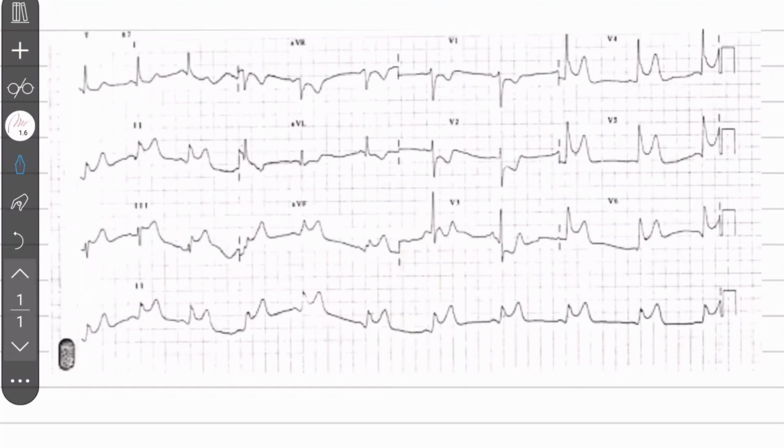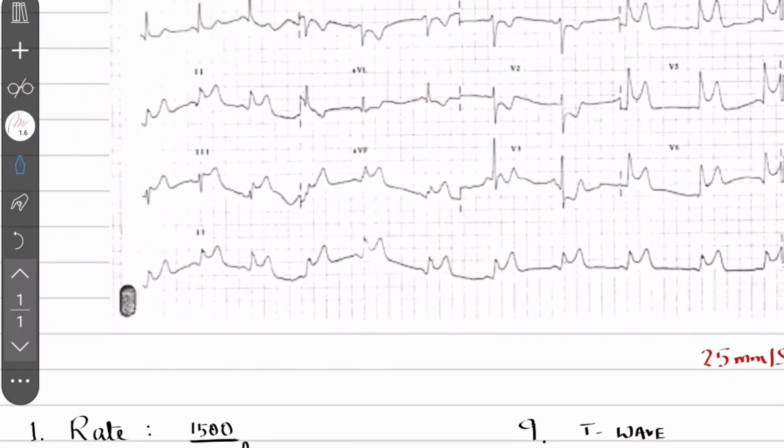Standardization. The calibration of the ECG can easily be identified by checking the standardization: two vertical big squares and one horizontal small square. So this ECG is recorded at a rate of 25 millimeters per second, which is a standard calibration. Next, we'll start with the rate of the ECG.